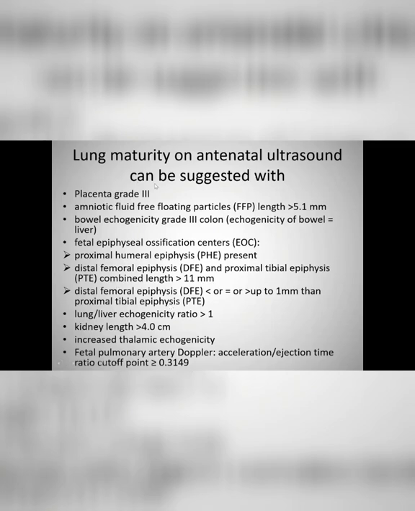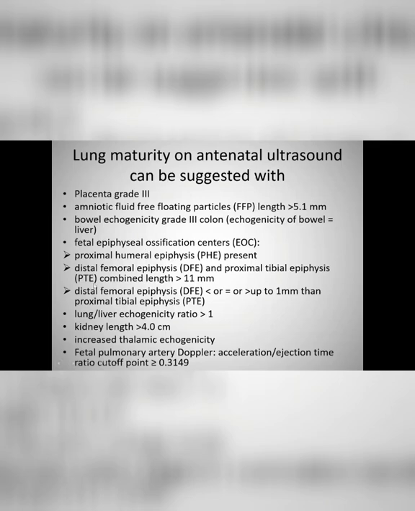This is a long list that we can use to detect fetal lung maturity. First, the placental grading. Placenta grade 3 is usually associated with mature lung, and many researches have been done; if you search the literature, they found that placenta grade 3 is usually associated with mature lung. Second, the amniotic fluid free-floating particles. If the length of these particles is more than 5 mm, then it is with lung maturity. The bowel echogenicity: grade 3 colon, echogenicity of the bowel reaching that of the liver, indicates fetal lung maturity. The fetal epiphyseal ossification center.